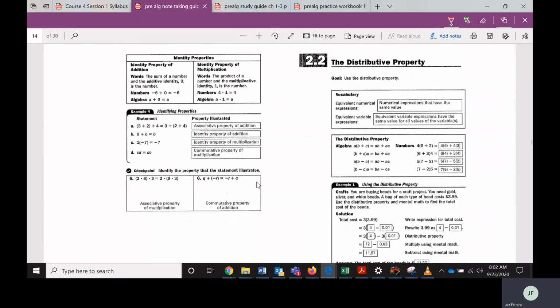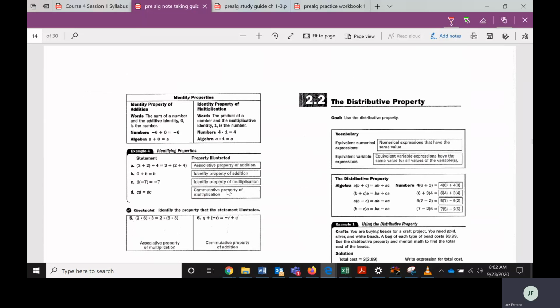There's a couple more properties here, just so you know the words. It's not a huge deal, but the identity property of addition just means the sum of a number and its additive identity, which is 0, just equals that number. So all it's saying is when you add 0 to something, you still get that number. For multiplication, that number is 1. When you multiply anything by 1, you just get that same number.